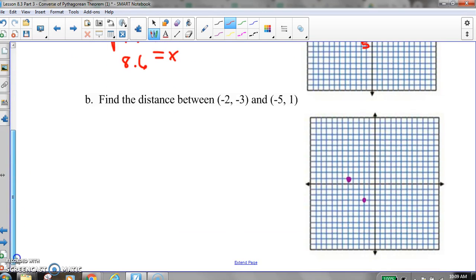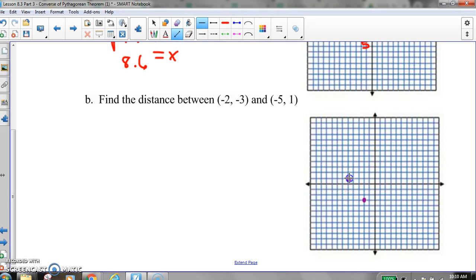Let's do the same thing down here. I've plotted (-2, -3) and (-5, 1). So take a moment right now and plot those 2 points. After you're done plotting those points, let's form a right triangle out of it.